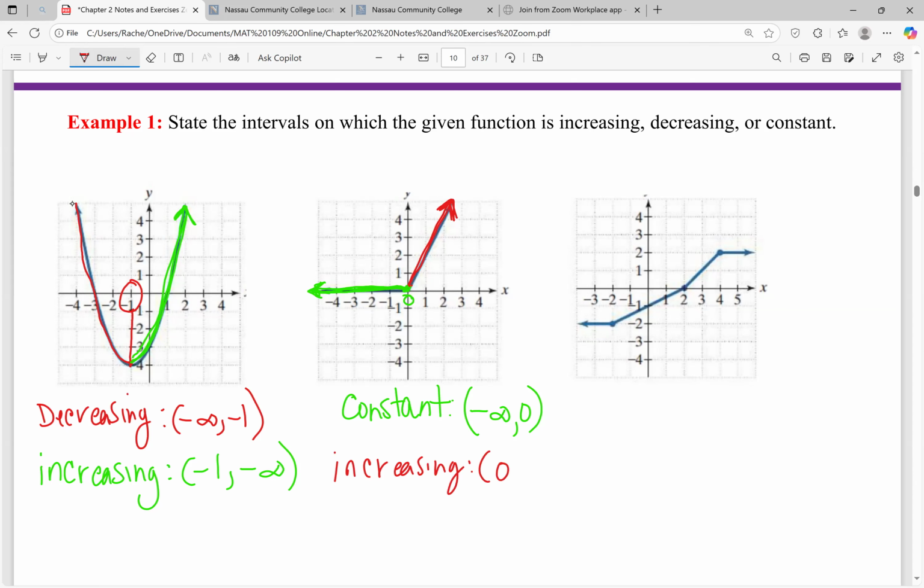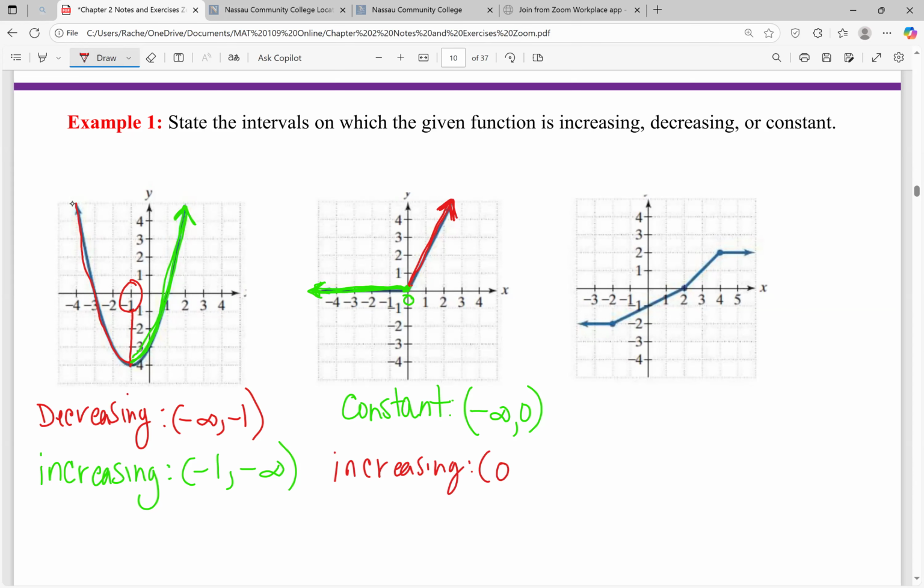Pick another value that's greater than -1. What about 1? Plug in 1 for x, 1 minus 2 is -1. So I have the point (1, -1). Let's pick one more number. How about 2? 2 is greater than -1. If I plug 2 into my equation, 2 minus 2 is 0. So I get y equals 0.